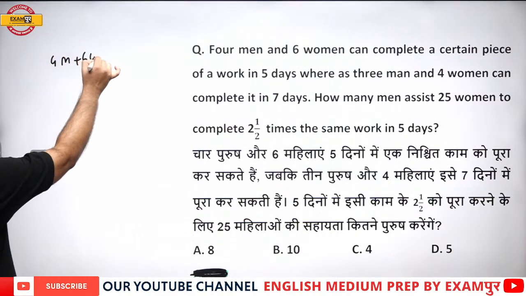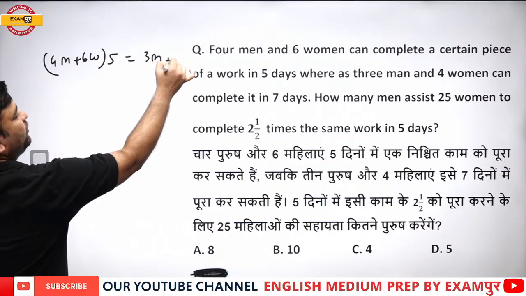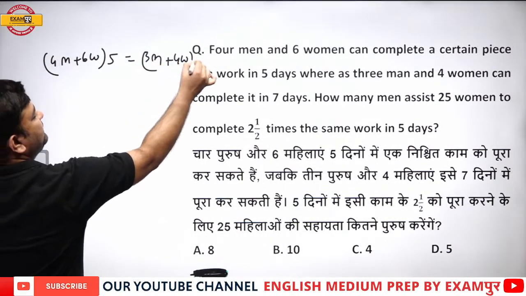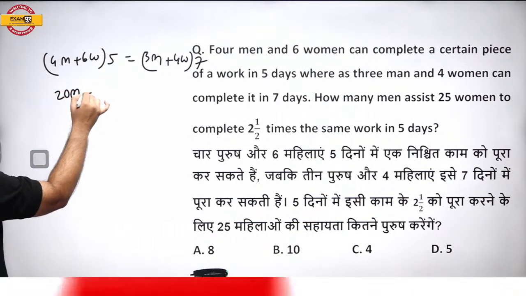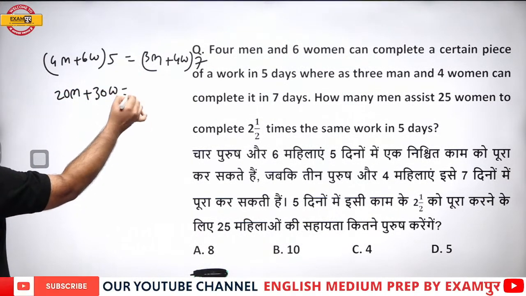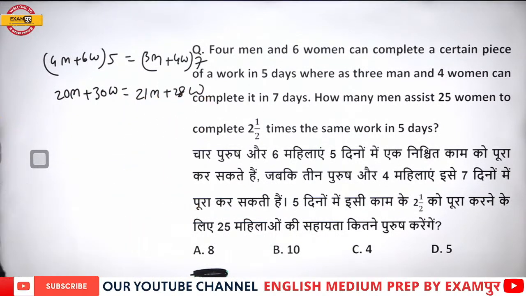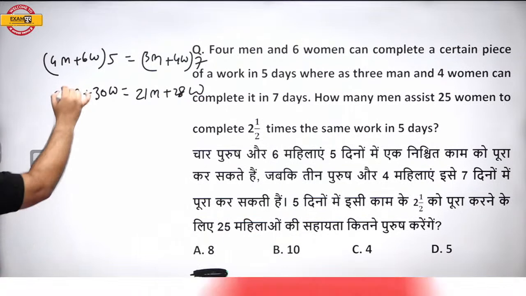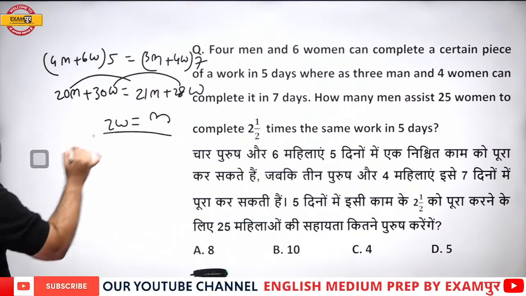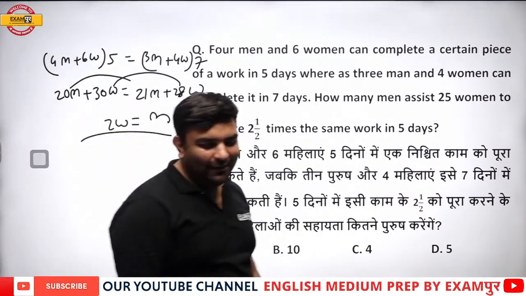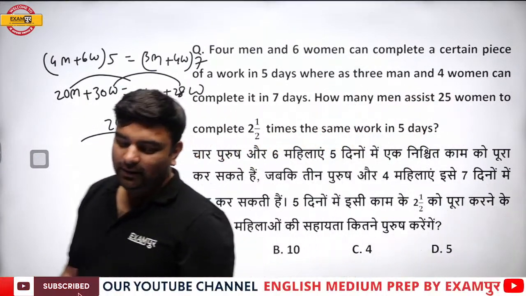Four men, 6 women can complete a piece of work in 5 days, whereas 3 men plus 4 women can complete the same piece of work in 7 days. I'm not explaining it now. A teacher cannot stop explaining. It becomes very difficult for him to stop explaining. So 1 man is equal to 2 women. Even while doing, he explains.